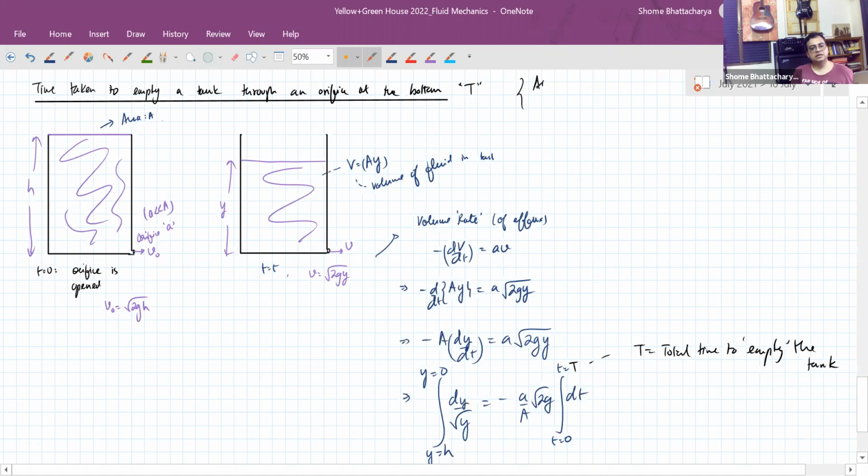Given that the area of the tank is capital A, the initial height of the fluid is h, and the area of the orifice is small a, in terms of those things, we'll calculate the time taken to empty the tank.